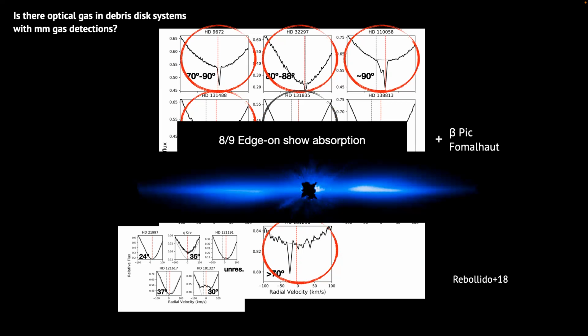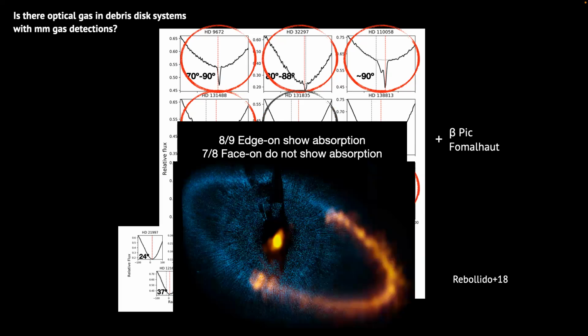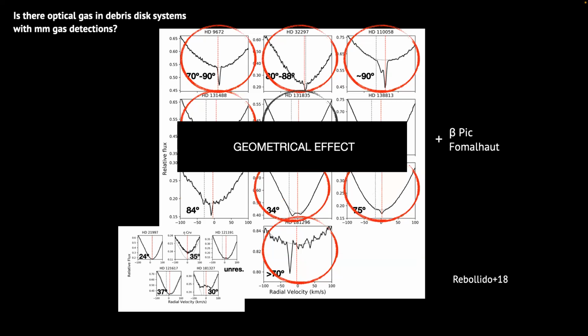So we ended up having 8 out of 9 debris systems that are edge-on with an absorption that could be circumstellar. And on the other hand, we have 7 out of 8 that are face-on that do not show any absorption. So basically what this means is that we just have a geometrical effect. We have some systems where just because they're edge-on, we can see the gas in absorption as it's transiting in front of the star. But if the disk is face-on, we just don't see the gas transiting. So therefore, it doesn't mean that it's not there. It just means that we cannot see it.